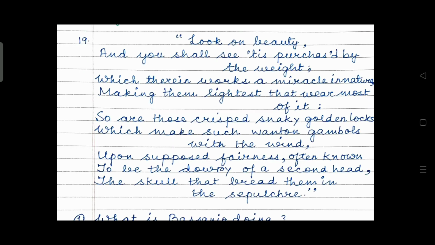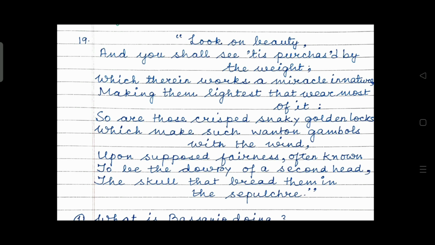The next question is an extract. Read the extract and answer the following questions. A part of section B, multiple choice questions. Question 19. Look on beauty and you shall see it is purchased by the weight, which therein works a miracle in nature, making them lightest that wear most of it.